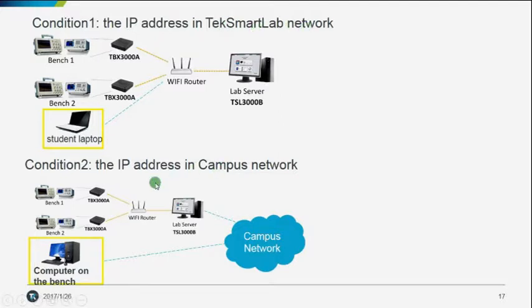Condition 2. A computer is provided on each bench, and the computer is connecting to the campus network. At the same time, the lab server is connecting to the campus network. In this condition, the IP address should be the IP address of the server in the campus network. In this condition, the student can use the computer on the bench to access the lab server and the bench-specific web page. This is a case very popular in many universities.